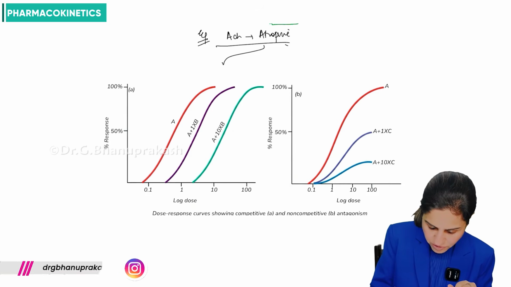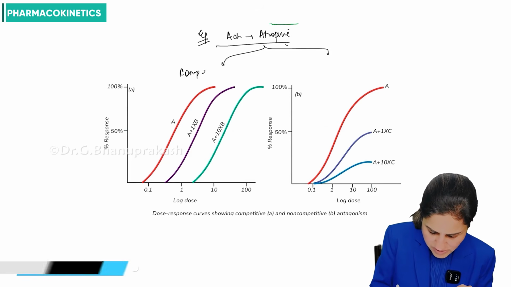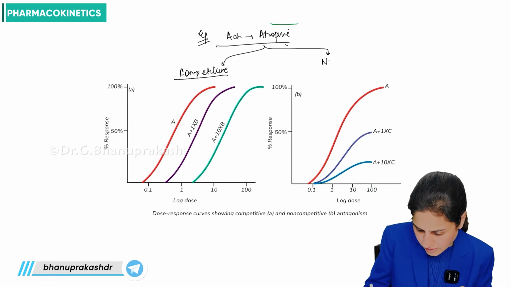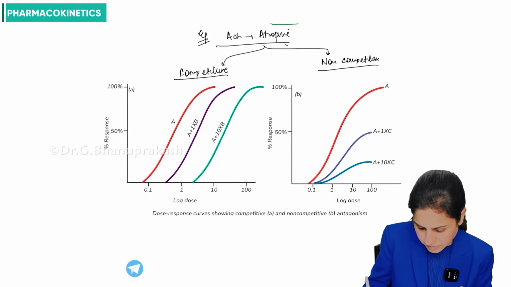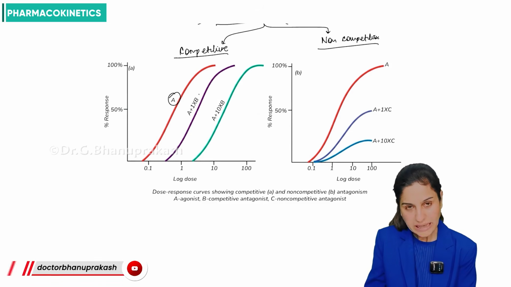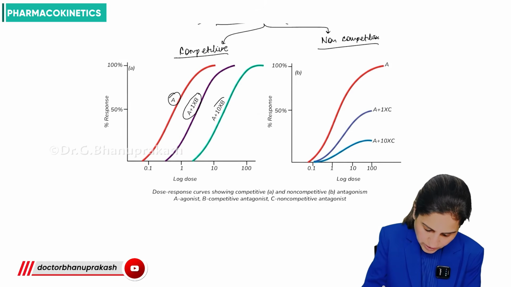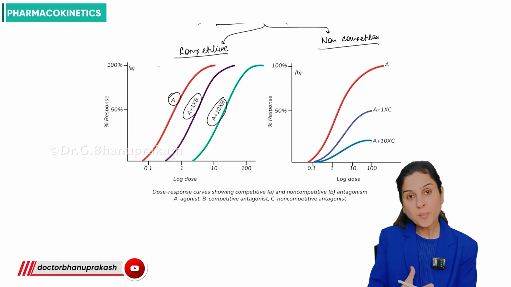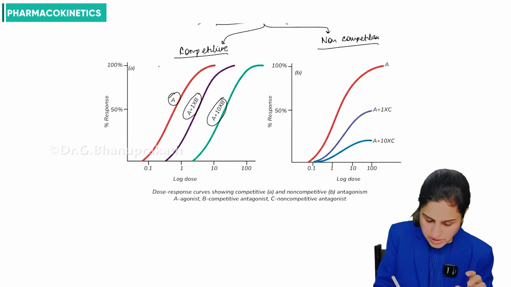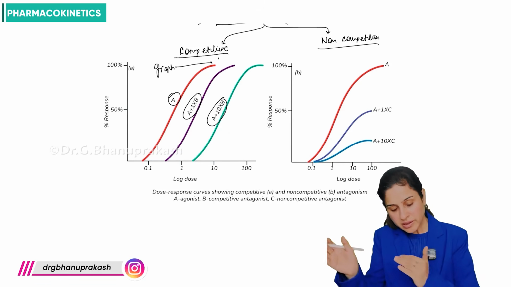So this is the graph of two types of antagonism that can be seen. One is competitive and the other one is non-competitive. So this is the graph which is only with the agonist. So this is when you add a smaller dose of an antagonist and then you add a larger dose of antagonist. It's a competitive antagonist. Remember, for competitive antagonist, the graph will always shift to the right.